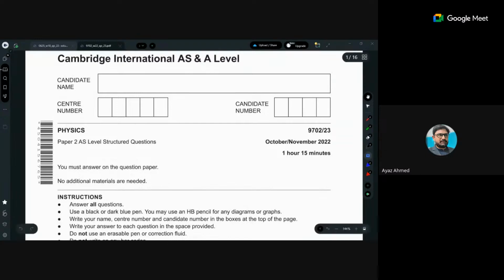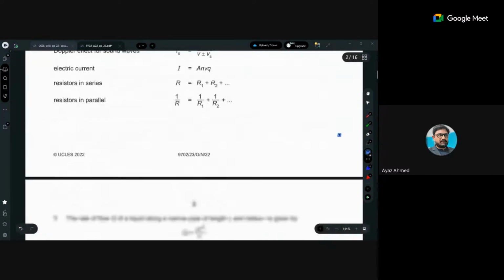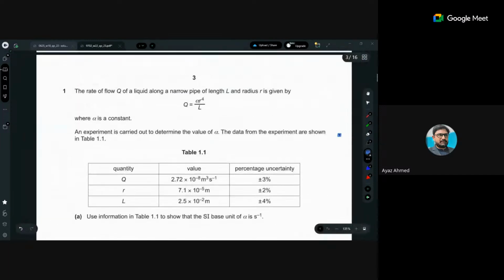It was a tough paper, so I have decided to go for that paper for discussion. So let's see what are the main points in that paper. This question number one, as I already told you, these papers are basically related to your structured questions. These are called structured questions.